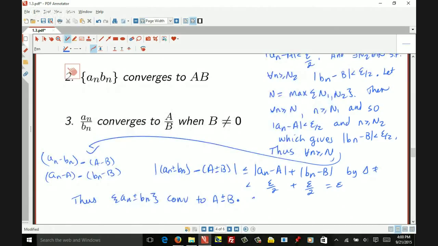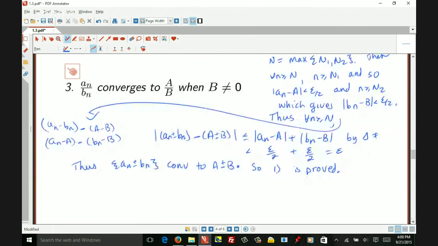So one is proved. Now, we're going to prove the multiplication. This is the same hypothesis, except I'm going to start with a fixed epsilon greater than 0, and I'm going to get a different N1 and N2 for this one.